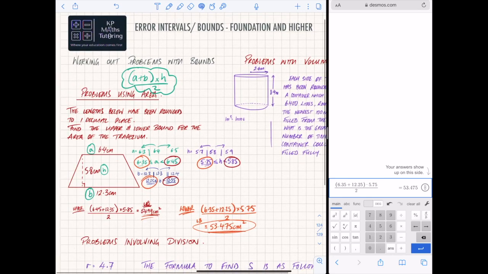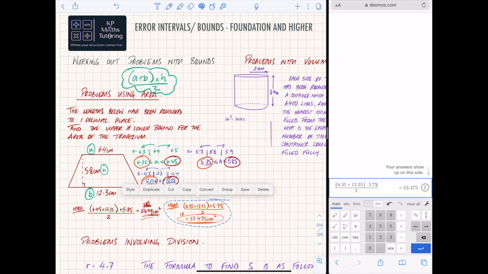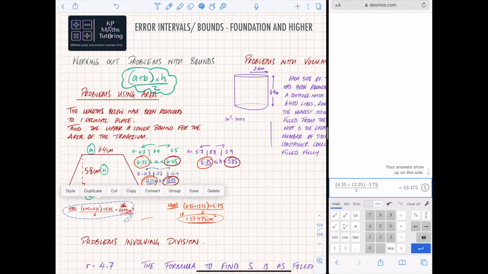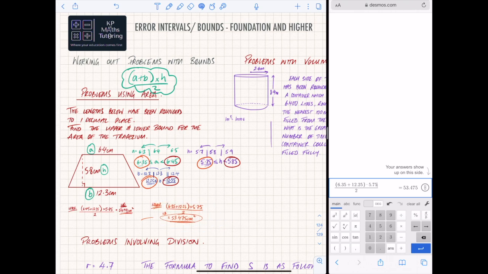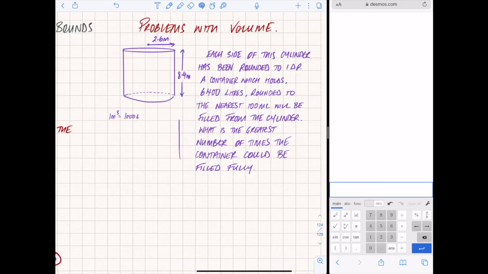Okay, what I'm going to do is just make that a bit smaller again, move that to the side. So we're going to then answer this question on the right hand side here to do with cylinders. Right, so this example here is far more complicated. There's a lot more involved here, and we're going to need to understand exactly what's going on, how the bounds work, and understand the context of the question.